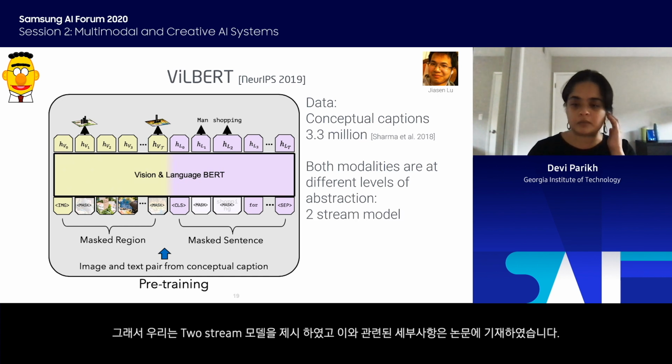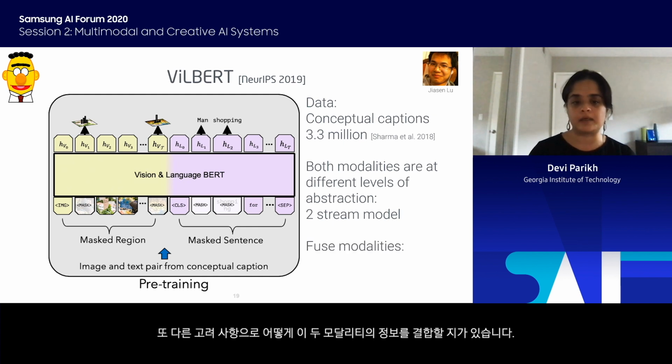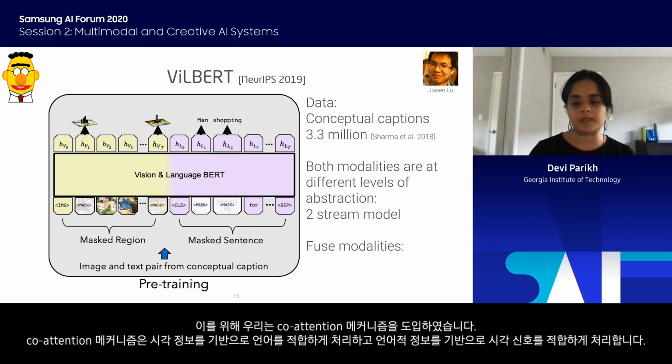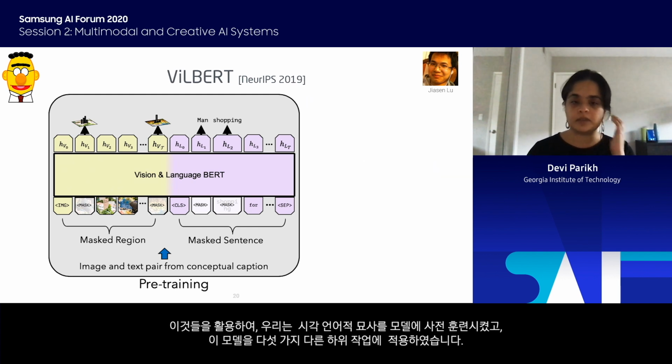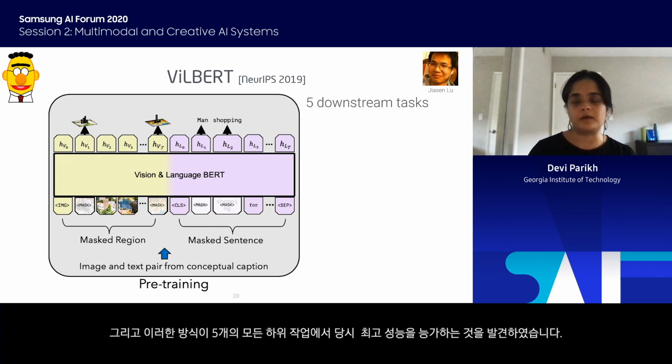And so we propose this two-stream model that tries to work with this, and the details of that are in the paper. Another thing to consider is how we can combine information across these modalities. And so we have a co-attention mechanism that, based on the visual information, attends to language in an appropriate way. And based on the language, it attends to the visual signal in an appropriate way. And so with all of these pieces together, we're able to pre-train these visual linguistic representations and then apply them to 5 different downstream tasks. And what we found at the time was that this approach outperforms state-of-the-art on all 5 tasks.